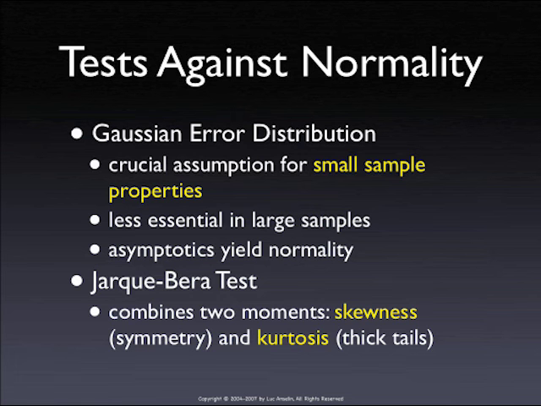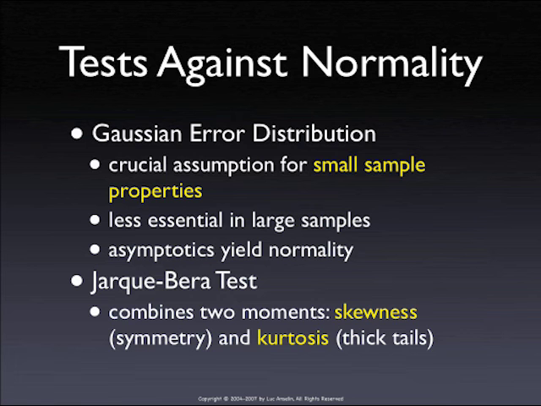GeoDa has a Jarque-Bera test, which is basically a Lagrange multiplier test or score test that focuses on two moments, the third and the fourth moment. A normal distribution has to be symmetric. So if you find evidence of asymmetry, that is an indication of the lack of normality.